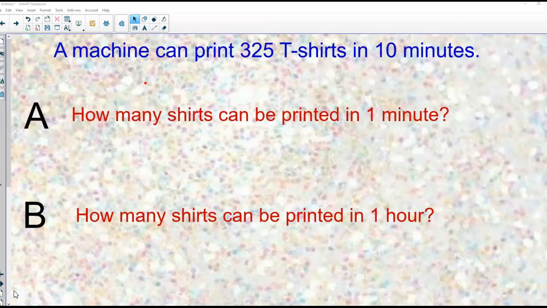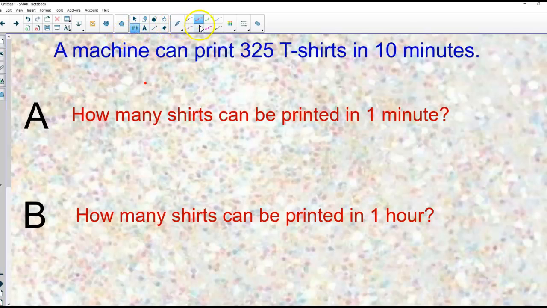Let's look at another problem that's similar to the last one. This one says, a machine can print 325 t-shirts in 10 minutes. We have 2 questions to answer. The first one says, how many can be printed in 1 minute? And then, how many can be printed in an hour? Okay, so let's start with the first one.